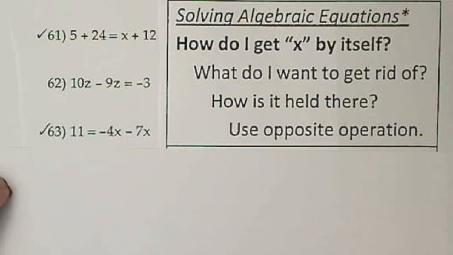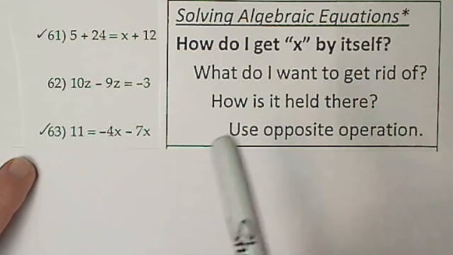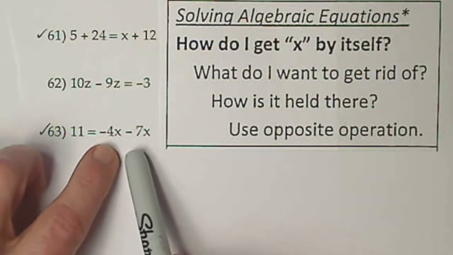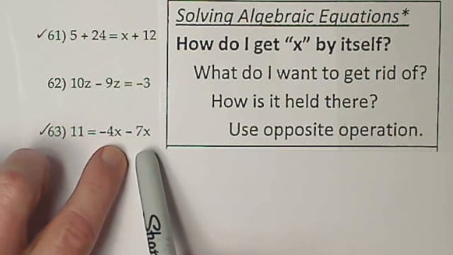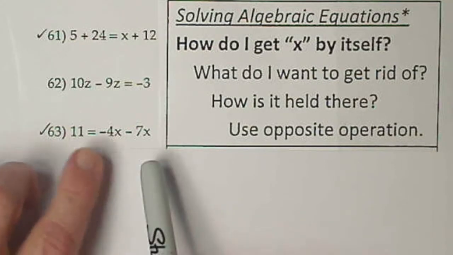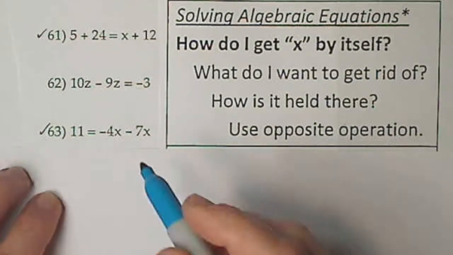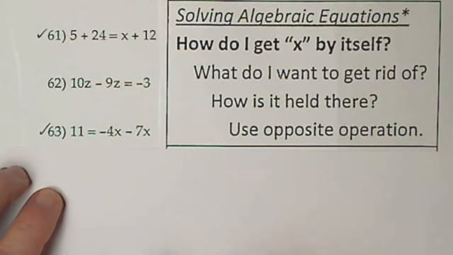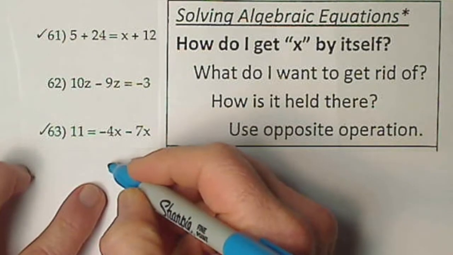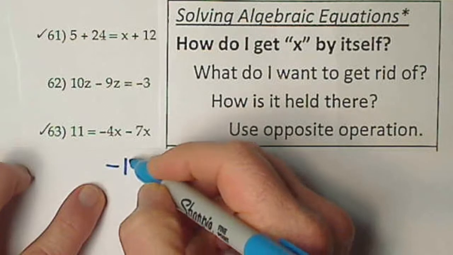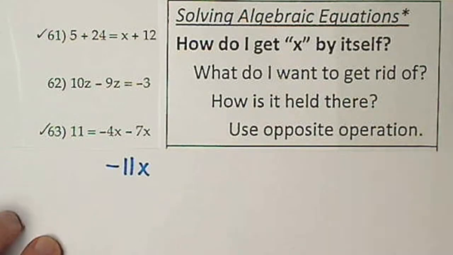Okay, so I want to get x by itself, but right off I see that I have like terms on one side of the equal sign, so I can put them together. Here the signs are the same, so I'm going to add and keep the sign. So that'll give us negative 11x, and then I'll bring down whatever I haven't touched.